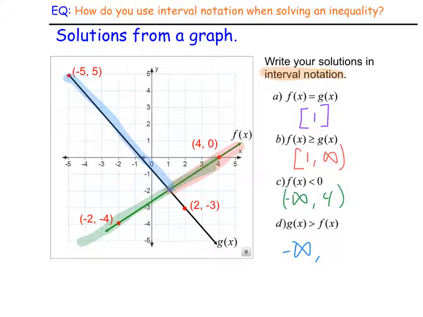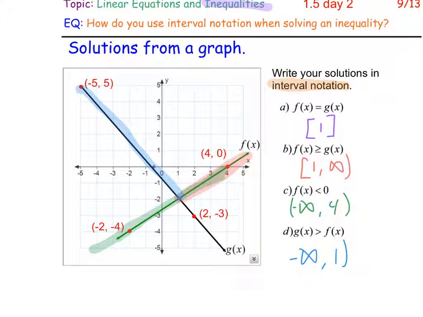And then where does it stop being greater than f? Well, it stops just short of 1, because at 1 it's equal to f. So we want to be 1, but with a parenthesis. And of course, the infinity also gets a parenthesis. So that's how you look at a graph and think about these intervals where one particular function might be higher or equal to or lower than another function on the graph.